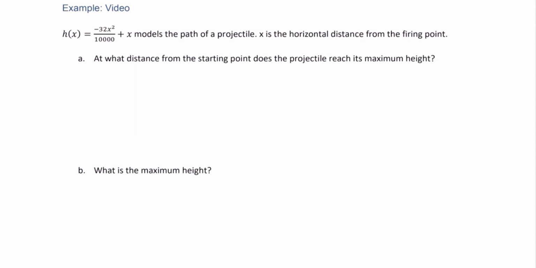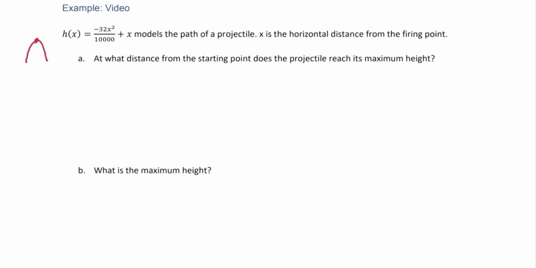h of x models the path of a projectile. x is the horizontal distance from the firing point. Part A. At what distance from the starting point does the projectile reach its max height? Notice that h is a quadratic. If we graphed it, it's opening down, and it has a max.